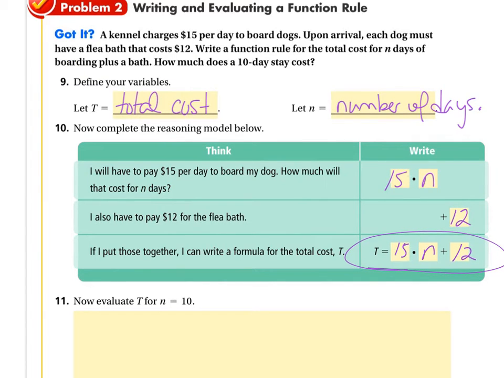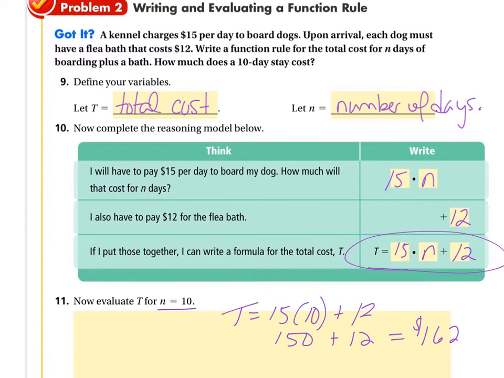When n equals 10, assuming I'm going to be gone for 10 days, I want to know how much that will cost me. So T is going to equal 15 times 10 plus 12. That's 150 plus 12. And I'm moving to the right because I'm running out of space. Would be $162. So the cost for a 10-day stay is $162.